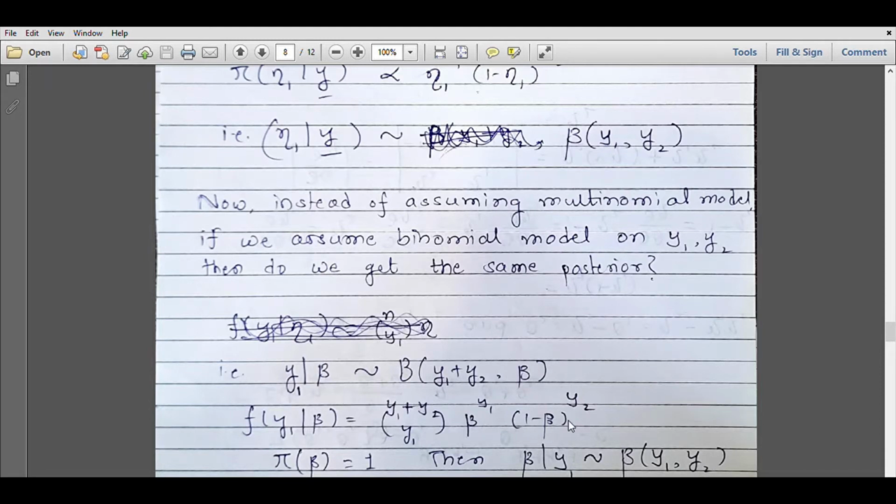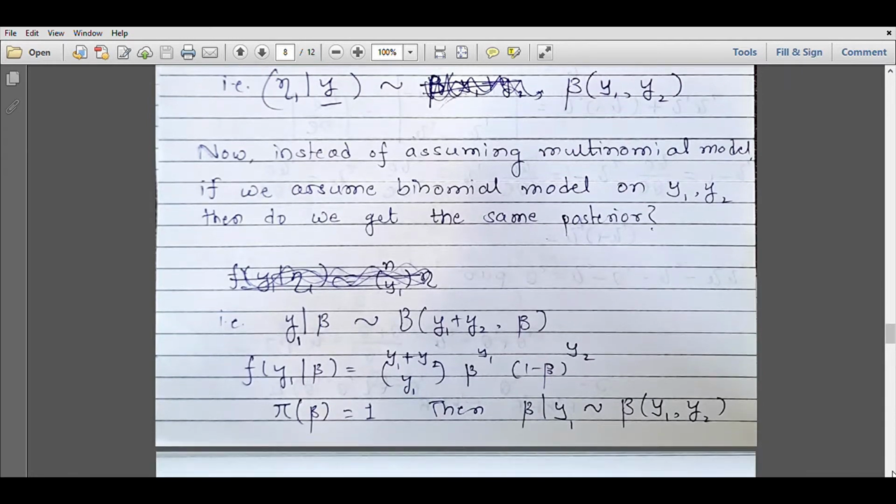So the PMF will be like this. Now if we assume a flat prior, a uniform prior in this case, for beta, since beta will be between 0 and 1. Why will beta be between 0 and 1? Notice that beta's value is theta 1 upon theta 1 plus theta 2. So the denominator is always going to be more than the numerator, so beta will be between 0 and 1.